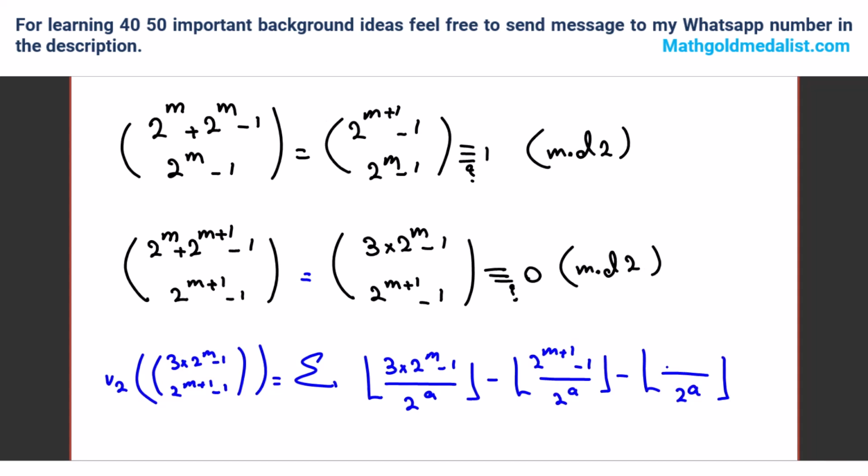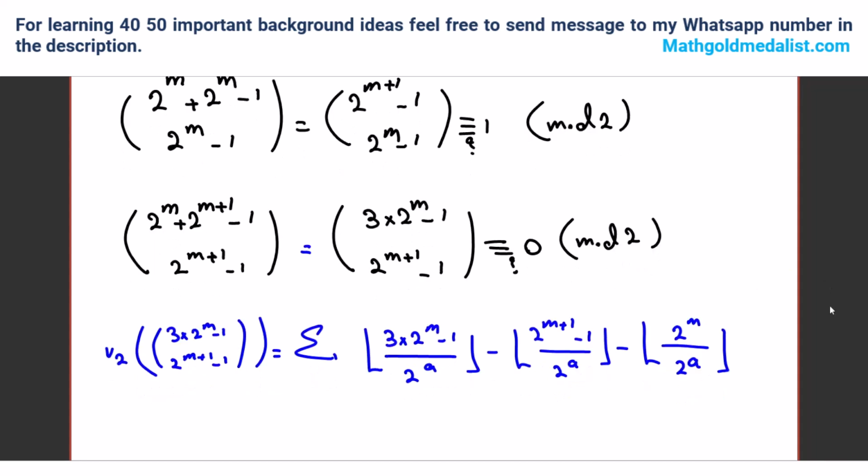Legendre's formula for this one, you know it is what? The difference, the 2^m. Yes. So do you agree it is a sum from a equals 1 to infinity, and that it is at least 0 for each a?